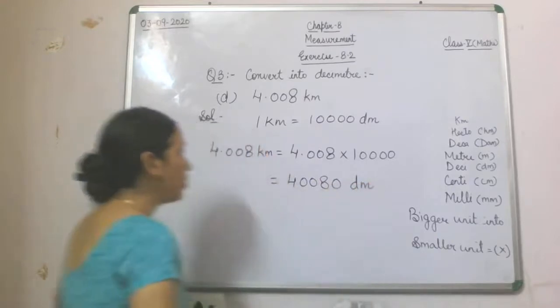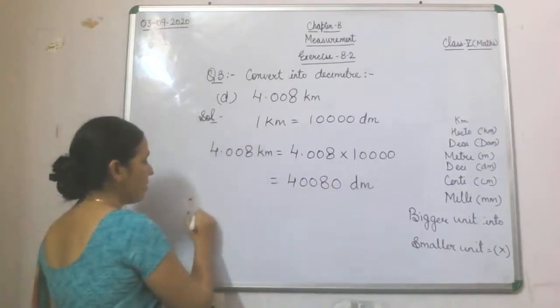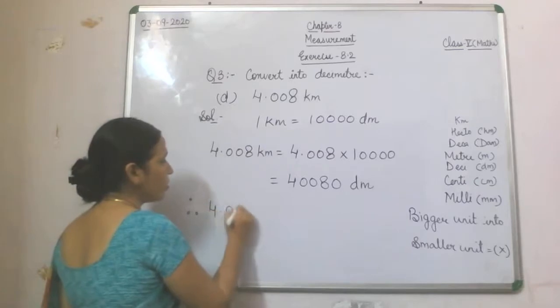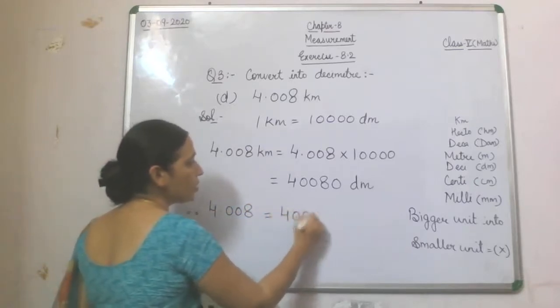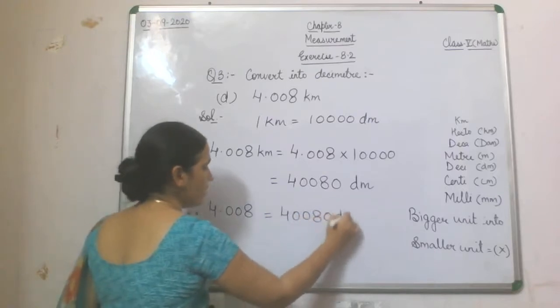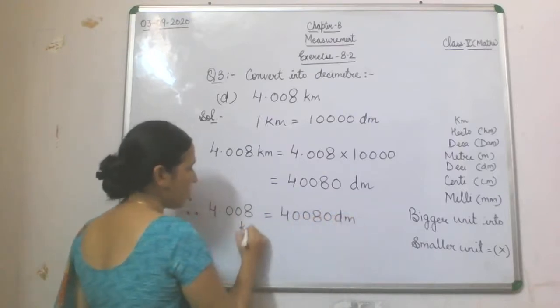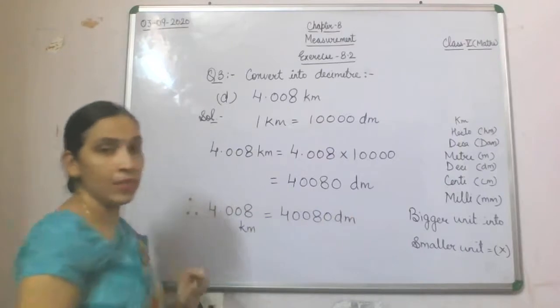Decimeter. So what is the answer? Answer will be 4.008 is equal to 40080 decimeter. Now this kilometer will be changed into decimeter.